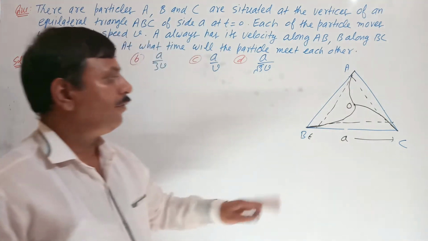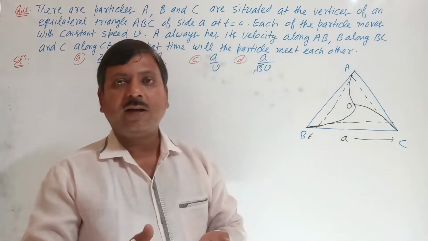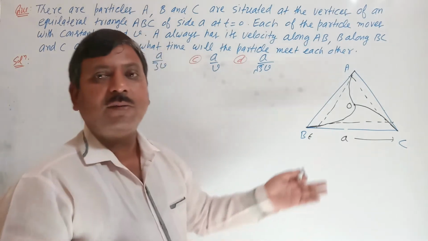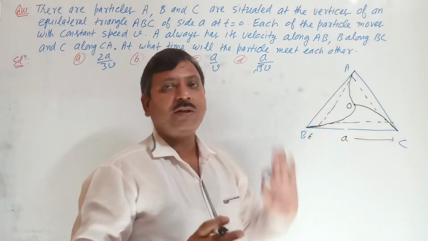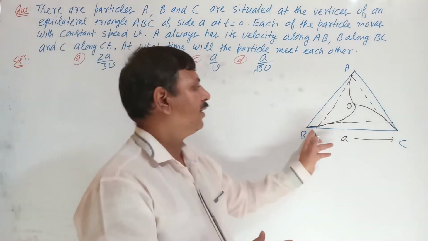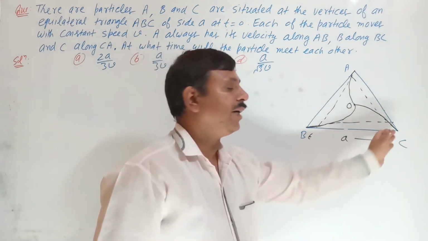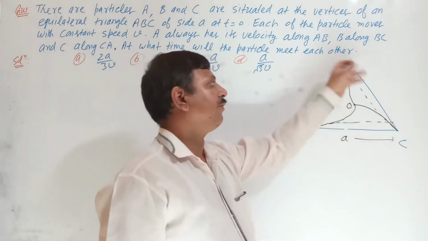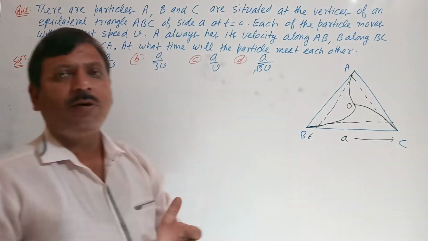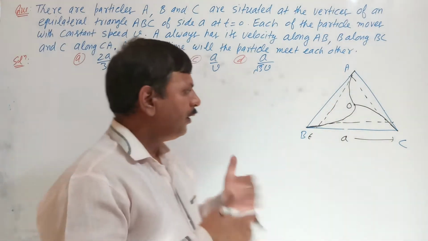So see, what will be the time? Actually, the three particles are symmetrical. Since there is symmetry, they will take the same time to reach point O. If we find the distance or time covered between B and C, that will be the same for C and A, or you can say at a fixed interval of time they will meet each other. So what will be the time?